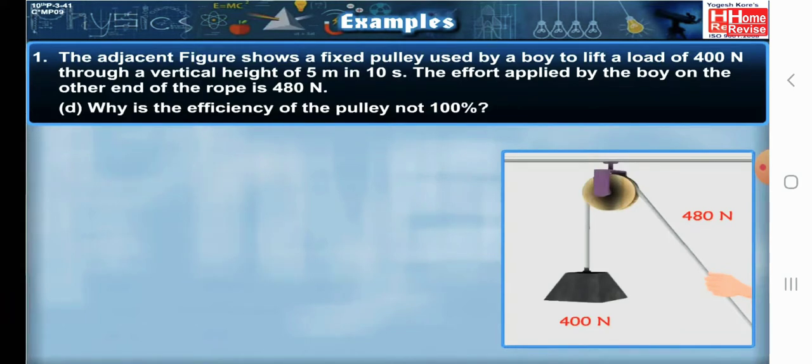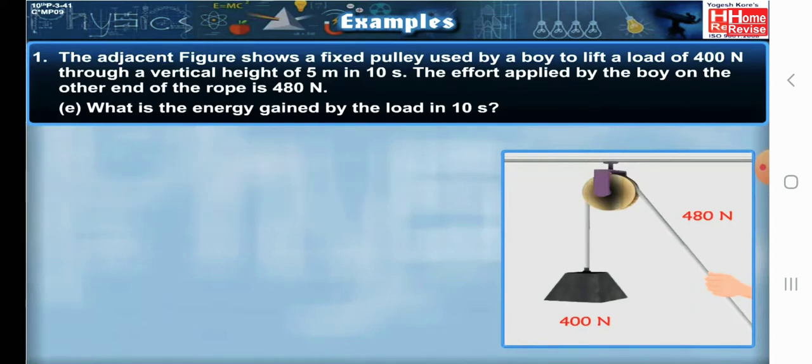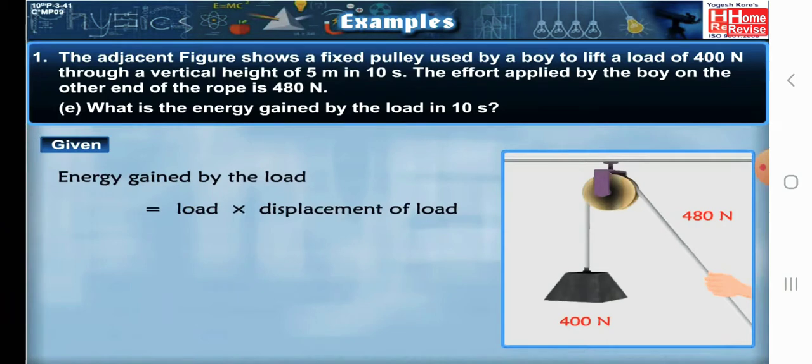D. Why is the efficiency of the pulley not 100%? The efficiency is less than 100% because some energy is wasted in overcoming the friction of the pulley bearings. E. What is the energy gained by the load in 10 seconds? Energy gained by the load is equal to load into displacement of load, which equals 400 into 5, which equals 2000 joules.